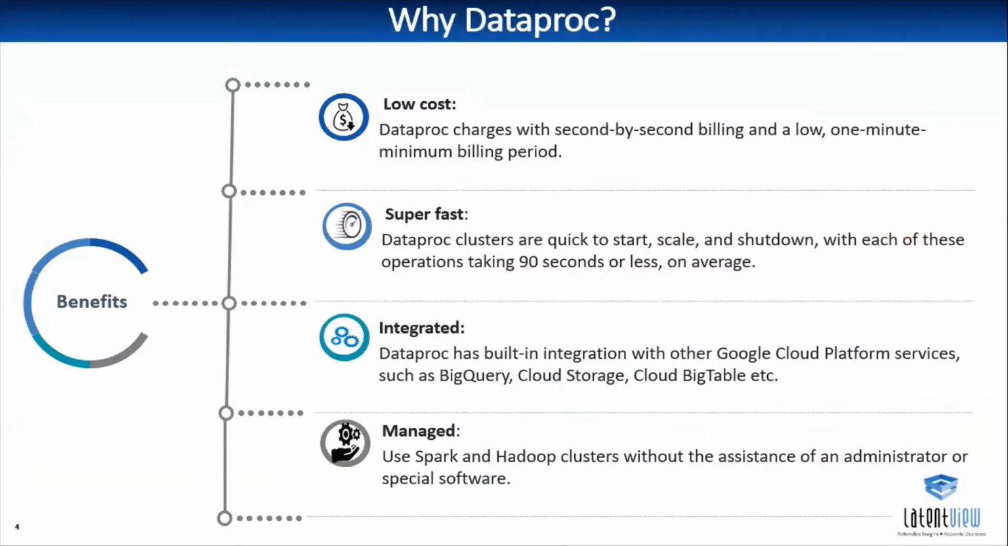When compared to traditional on-premise products and other GCP services, Dataproc has so many advantages, like low cost. It is priced at only 1 cent per virtual CPU on top of the other cloud instances we use. And it charges only for what we really use, with second-by-second billing and a low 1 minute minimum billing period. Moving on to super fast. Without Dataproc, it will take about 30 minutes to create a Hadoop and Spark cluster, but with Dataproc, we can create and shut down a cluster within just 90 seconds.